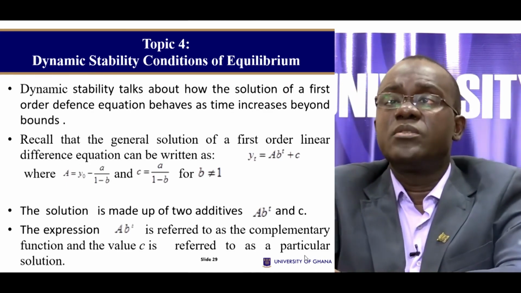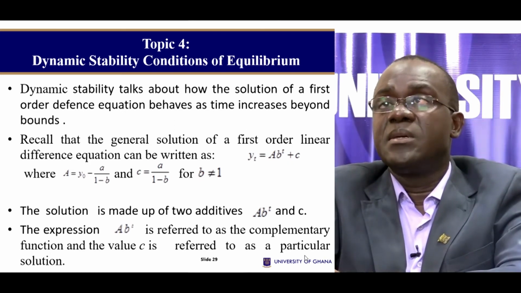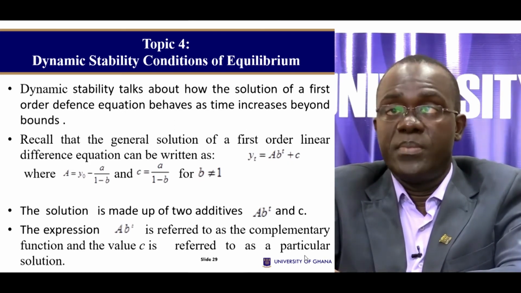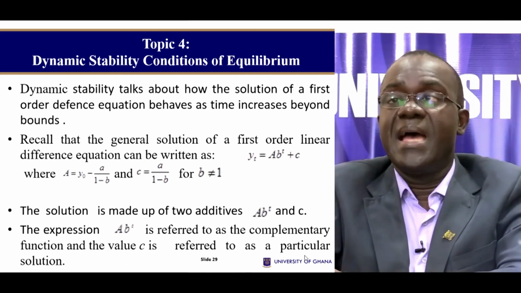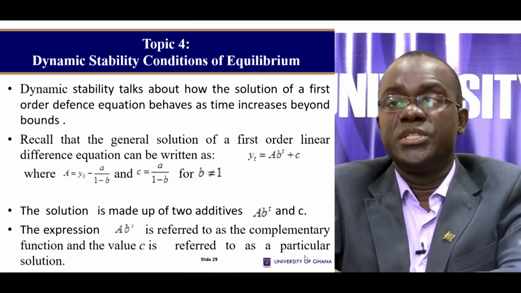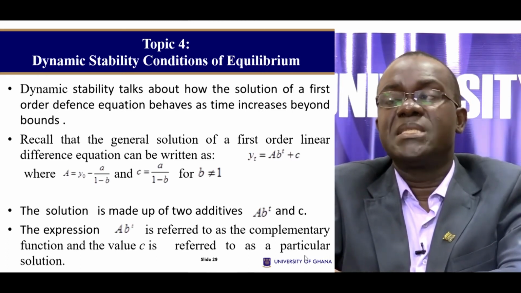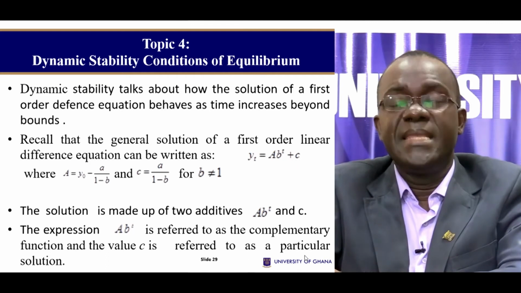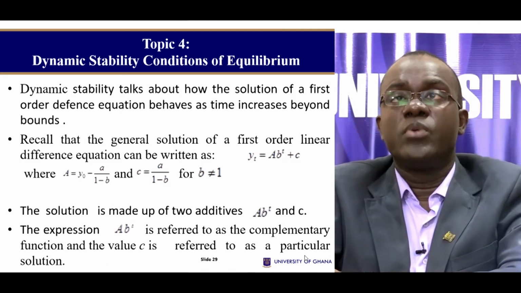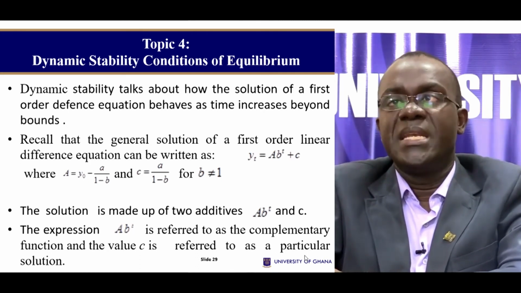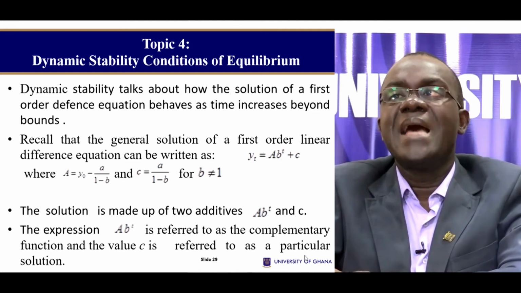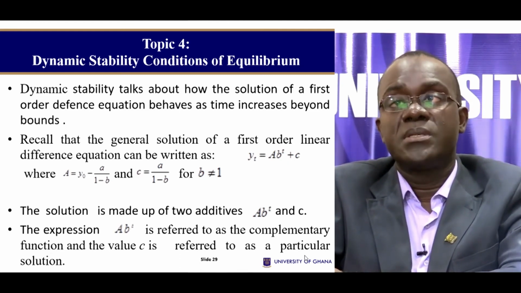Right, the next thing that we need to talk about is the dynamic stability of our equilibrium. The argument goes in the same way: when you have this equation and there is some destabilization, in the long run, are we going to get back to equilibrium? So when we talk about dynamic stability, we talk about how the solution of a first order difference equation behaves as time increases beyond bounds, that is, as time tends to infinity.